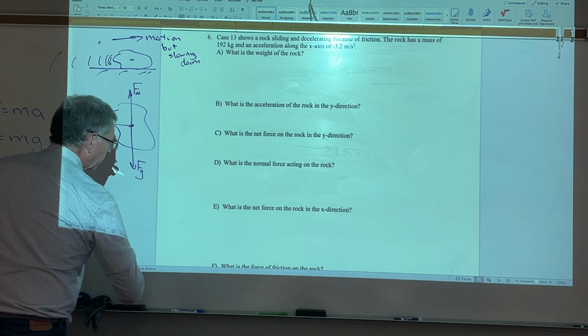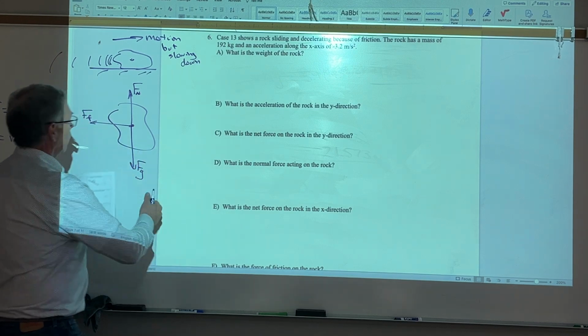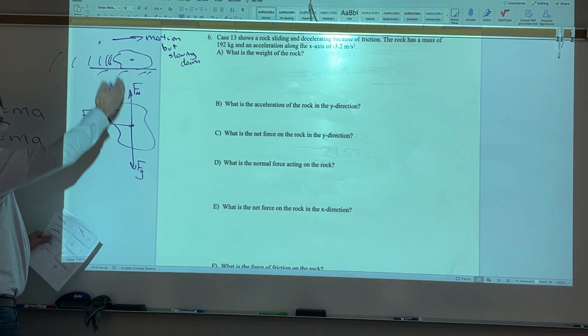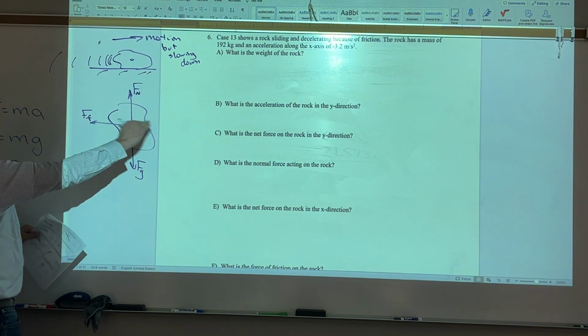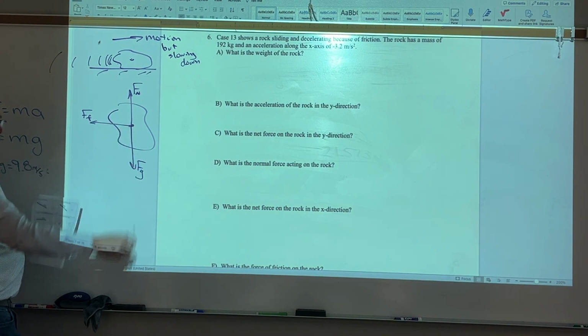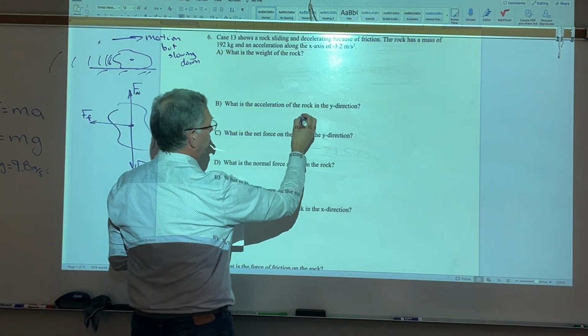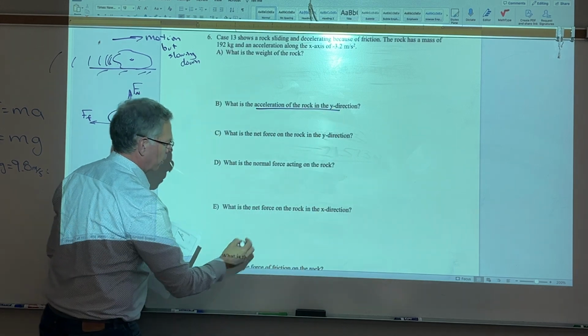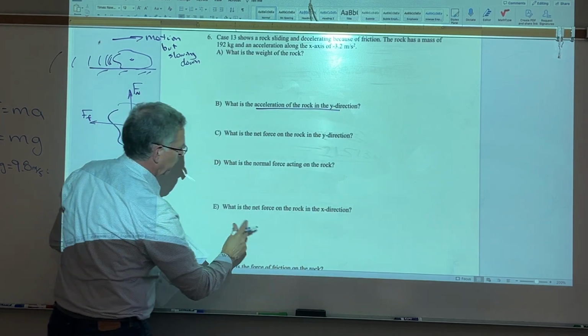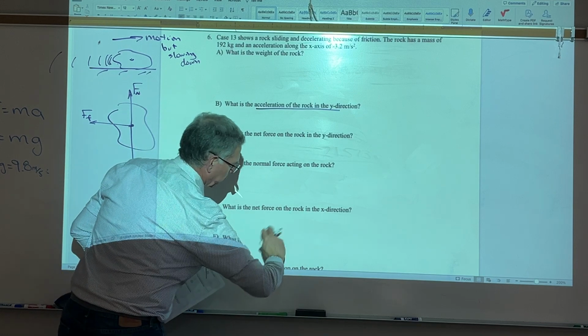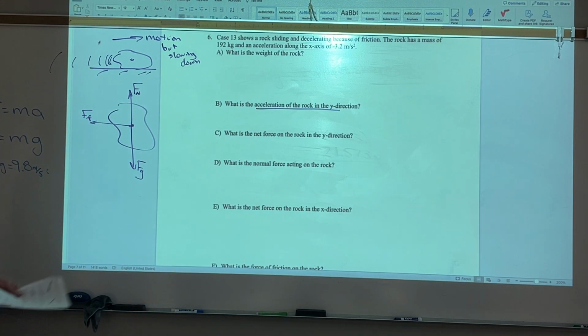Okay, so if you look, I've got forces in the y direction, and I have forces in the x direction. And so we're going to do an acceleration in the y direction, and also a force and an acceleration in the x direction. So we're actually going to do this equation twice.